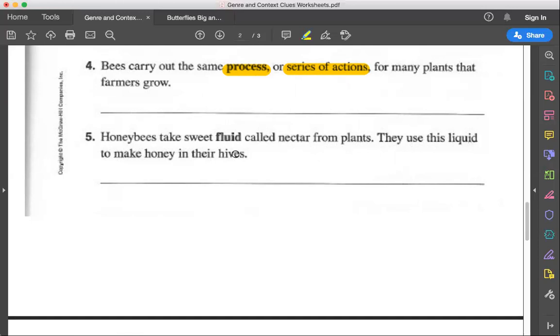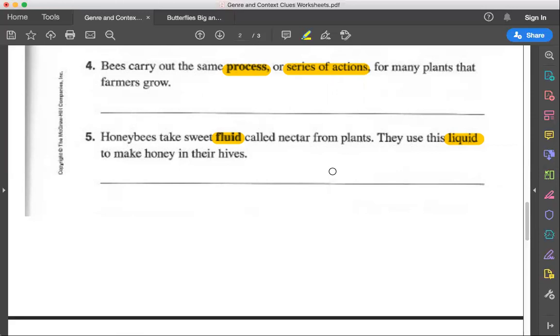Number 5. Honeybees take sweet fluid called nectar from plants. They use this liquid to make honey in their hives. There's a fluid called nectar, that's the name of it in flowers. They use this liquid. Okay, so this is referring to that. Actually, fluid is a word for a liquid, like water, milk, tea. Fluid means a liquid, like water, or tea, or milk, something like that.